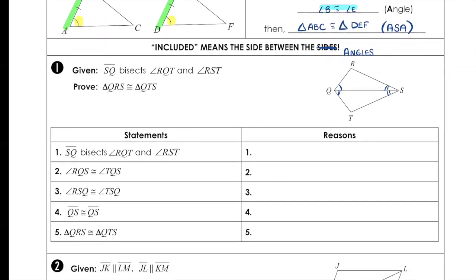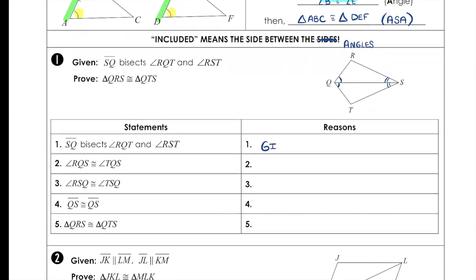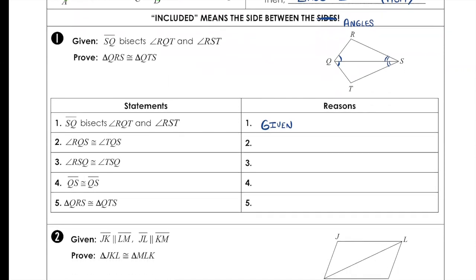So, how did we know SQ bisects our two angles? Good. They told us. How did we know angle RQS is congruent to angle TQS? How are we able to draw on our diagram? So what did we use to know that? What did we use from the step before? A bisector. So if we're using something, we call it a what? Definition of it.